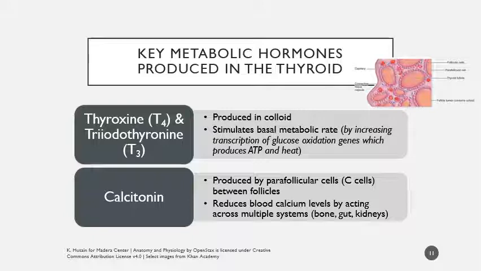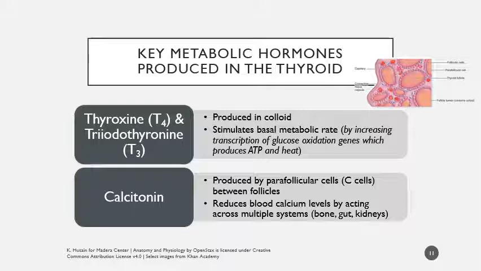Directly surrounding the follicle, kind of like making up the lining of it, is the follicular cell, and then in between different follicles you have parafollicular cells, which are sometimes called C cells. Those parafollicular cells produce and secrete calcitonin.